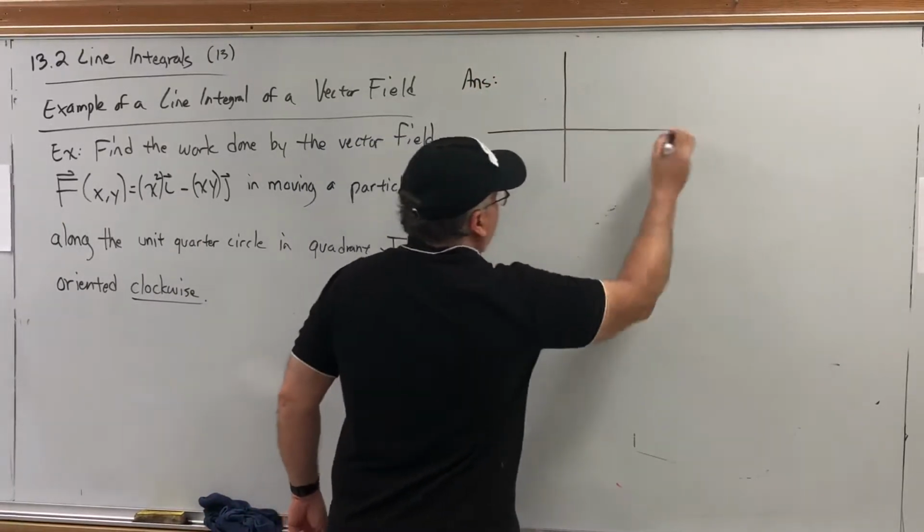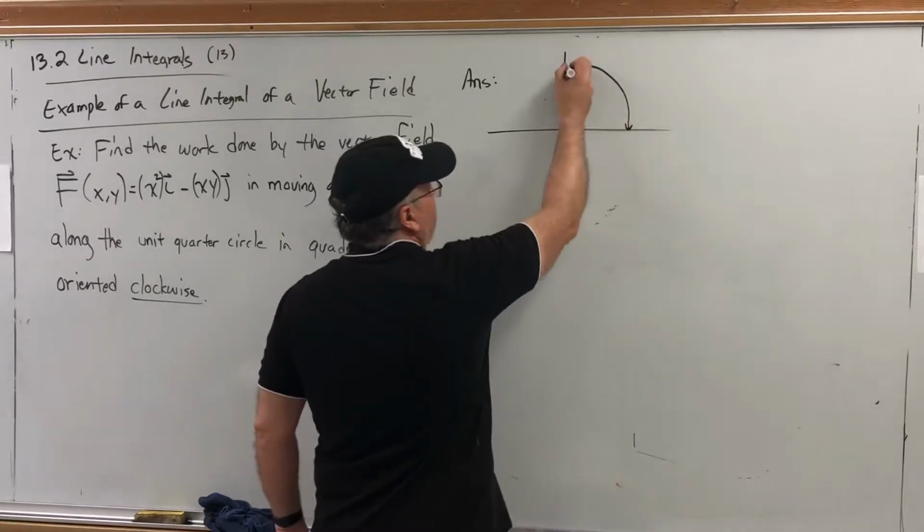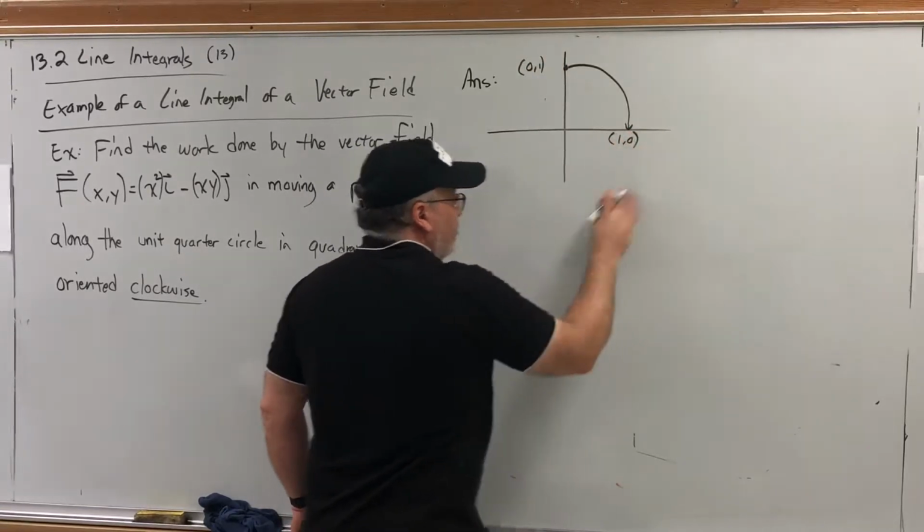Well, let's first start by drawing it. If we're on the unit circle going clockwise, we're going in that direction. Our point at the top is (0, 1). Our point at the bottom is (1, 0).